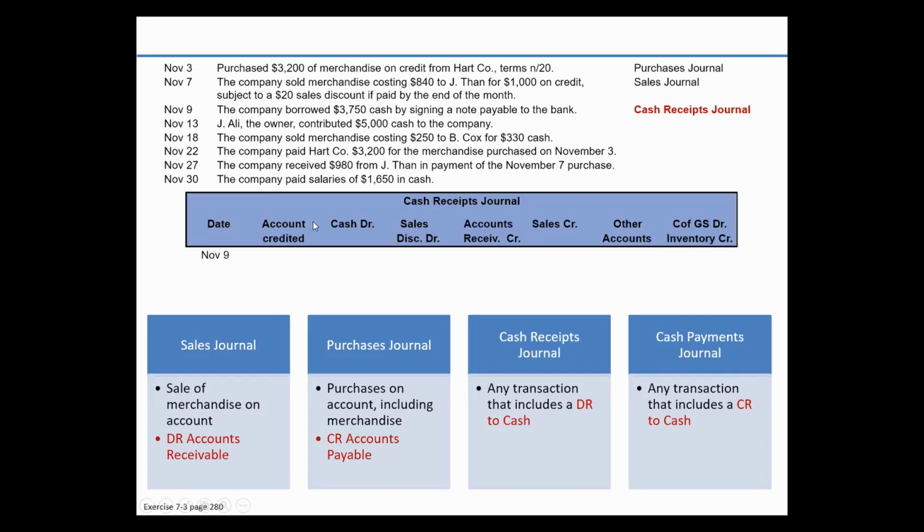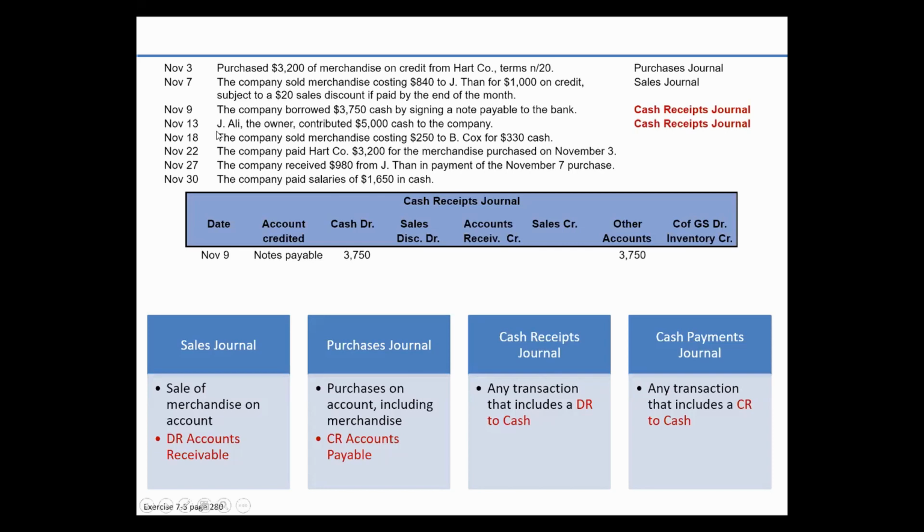So we'll take a look at how we record that. In the cash receipts journal, you record the date, the account that would get credited, the cash that gets debited, the amount, the sales discount debit if you have that, the accounts receivable credit if you have that, sales credit if you have that, any other account, and then the cost of goods sold debit and the inventory credit. You would record that here, depending upon what scenario is happening. In this case, we're receiving cash as a result of a bank loan. So we receive cash in the amount of $37.50, and then we have to credit notes payable for that amount also. So you debit cash in the amount of $37.50, and you credit notes payable for that amount. Let's look at the next one.